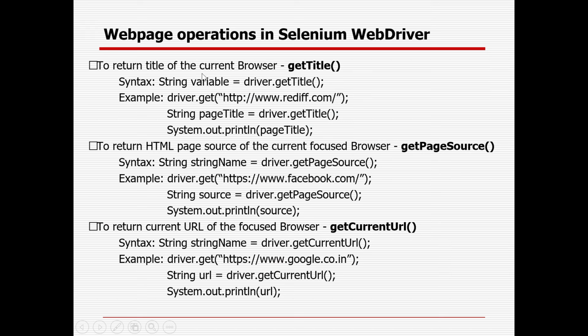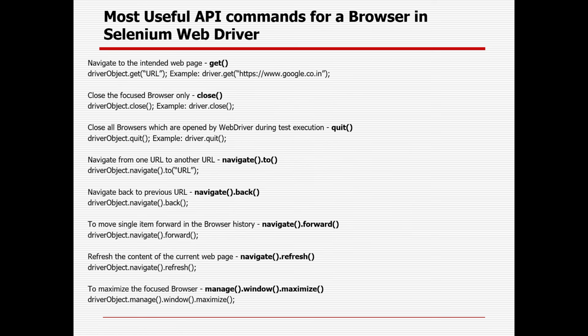To return the title of the current browser, you need to use get title. To return the HTML page source of the currently focused browser, you need to call the method called get page source. In case you want to return the current URL of the focused browser, you need to use get current URL. You can directly store it in some URL variable. Why do you need to store it? In case you need to use it 10 times, definitely it should be stored in a variable. In case you only need it one time, you may or may not store it. It will depend.